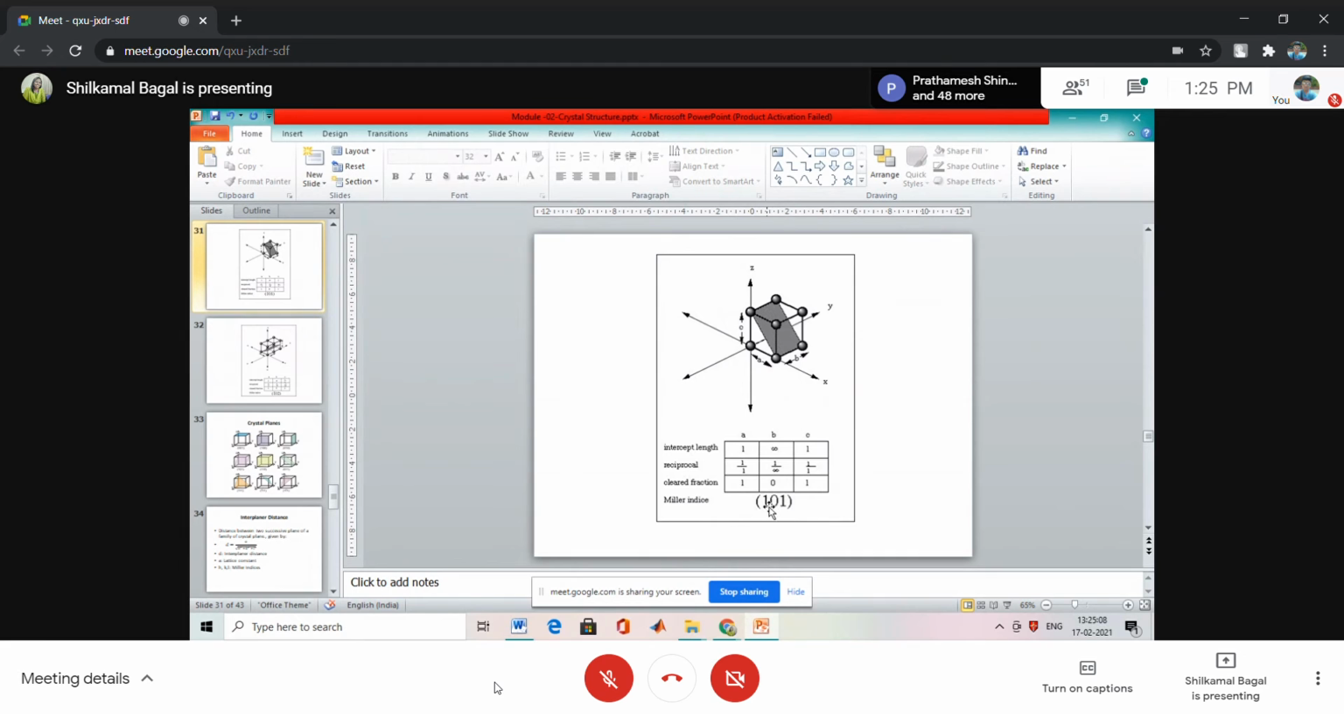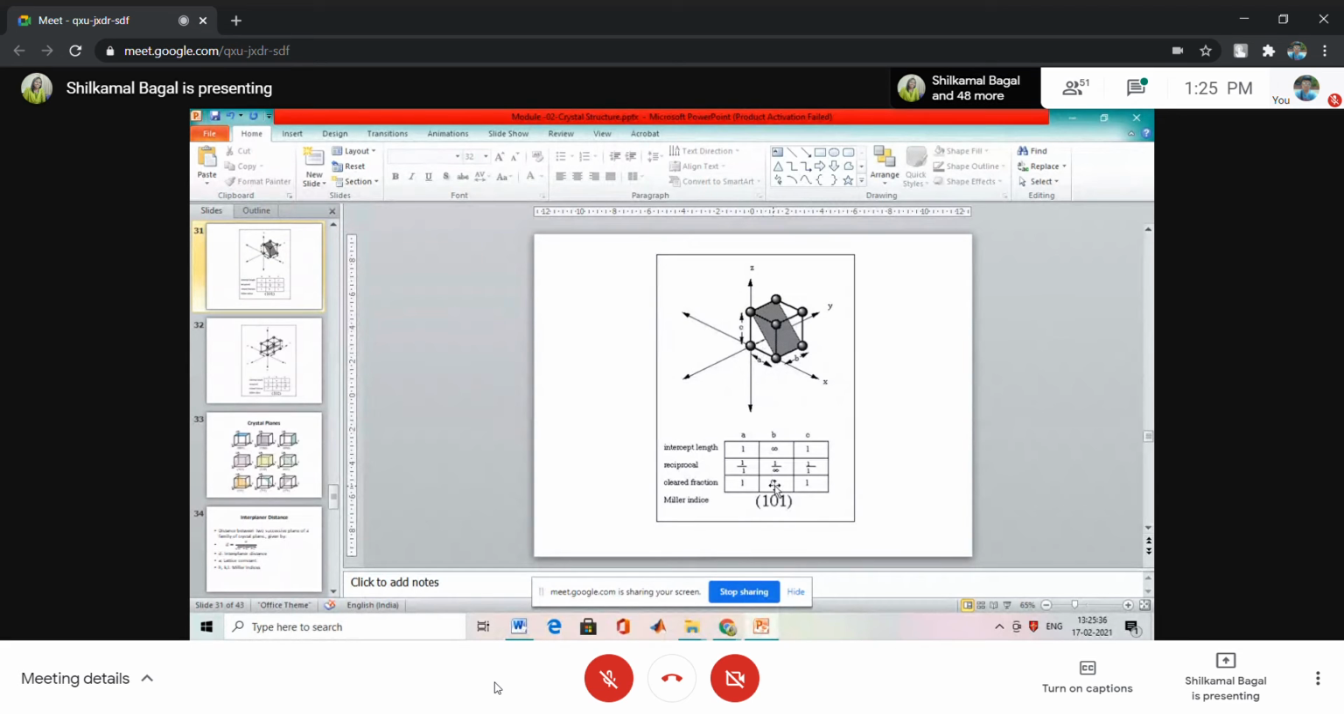First of all, take the reciprocals of these Miller indices. Reciprocals of the Miller indices are nothing but the intercepts made by this plane. So the reciprocal of 1 is 1, which means the intercept made by this plane on axis A will be 1 unit. So mark here at 1 unit on axis A, at this corner.